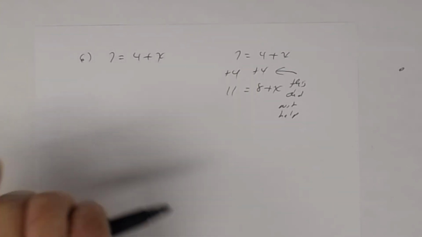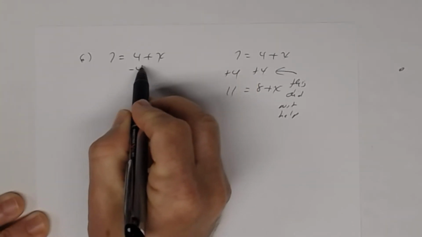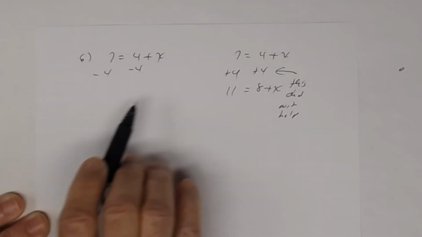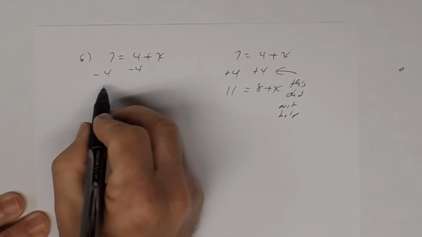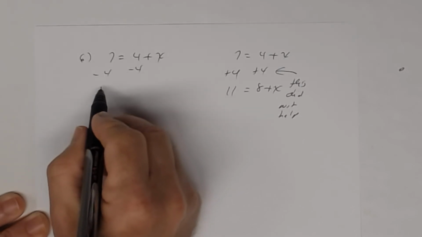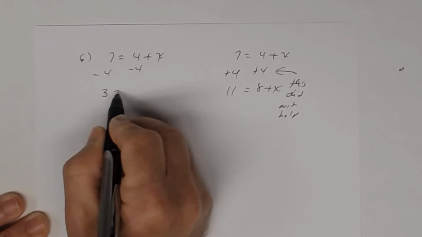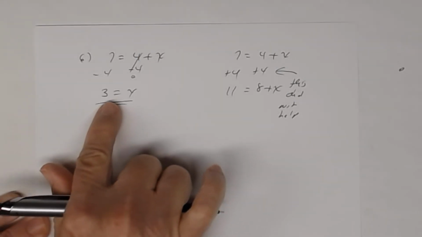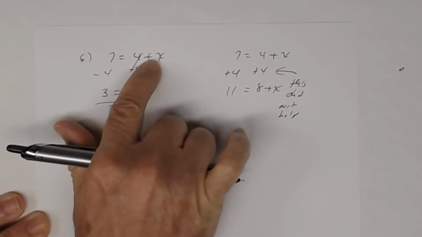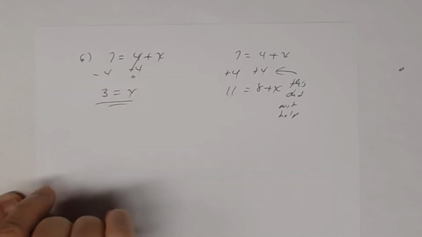So instead of adding 4, what should I do? Subtract 4. And now that's going to make me get x by itself. 7 subtract 4 is, what's that, 3? Equals, this is 0, x. So there's your solution. It makes sense because if 3 is a solution, what's 4 plus 3? 4 plus 3 is 7.